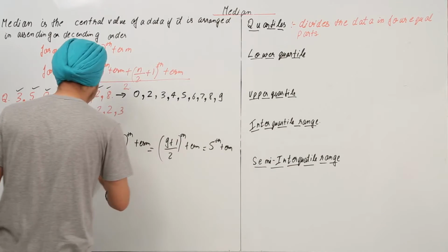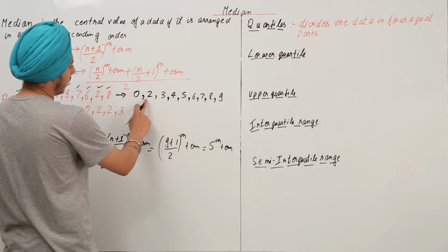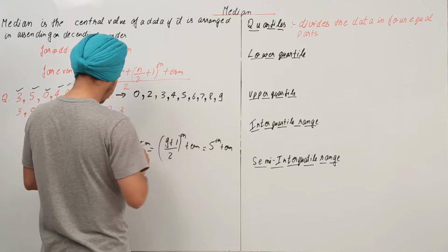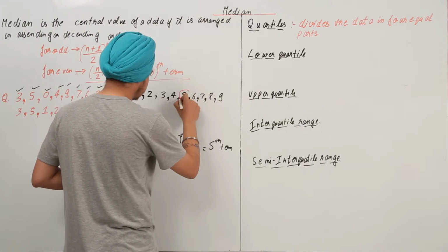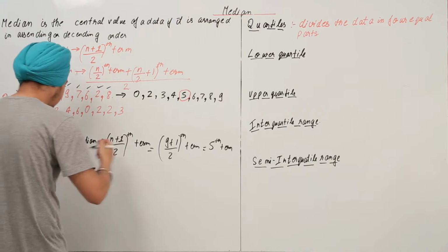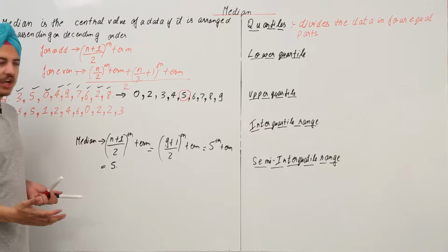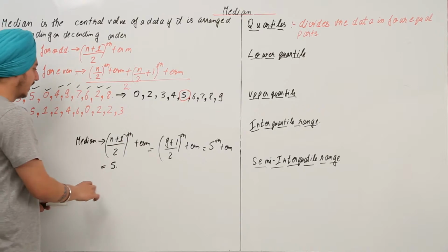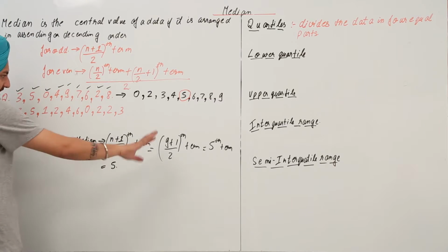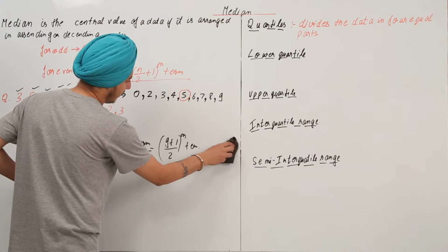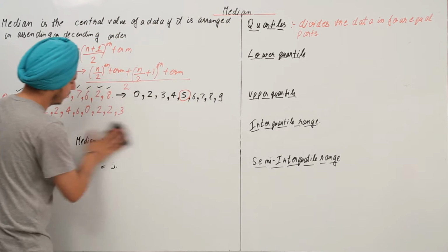Now what is the 5th term? 5th term is 1, 2, 3, 4, 5. It is this. 5 is the median of this data. Simple enough, right? Now what do I do for this one is, first of all, I'm going to erase this because this is all the space I have, and I'm going to use this to solve the next question.